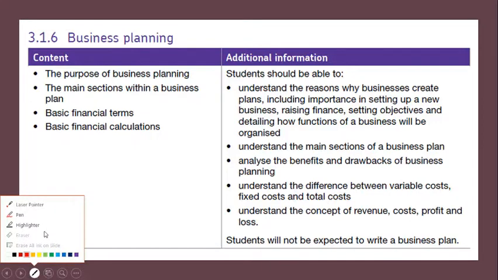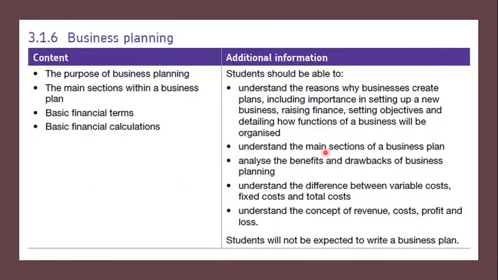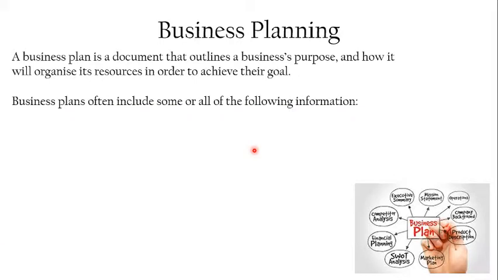This video looks at business planning, and particularly we're going to have a look at what a business plan actually is and what it would include. This bullet point here, the main sections of a business plan. So a business plan is a document that outlines a business's purpose and how it's going to organise its resources to achieve that goal. And we would expect a business plan to contain all or some of this information.